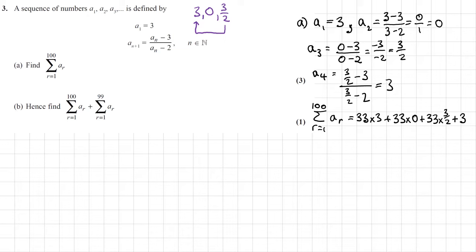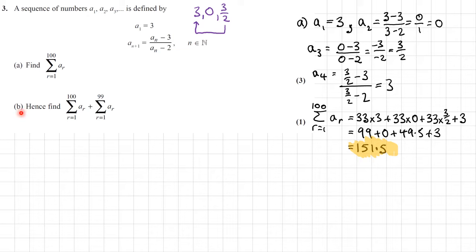So all I need to do is add all of these up. So that's just going to be 99 plus the 0 plus 99/2, which is the same as 49.5, plus 3, and that is 151.5.